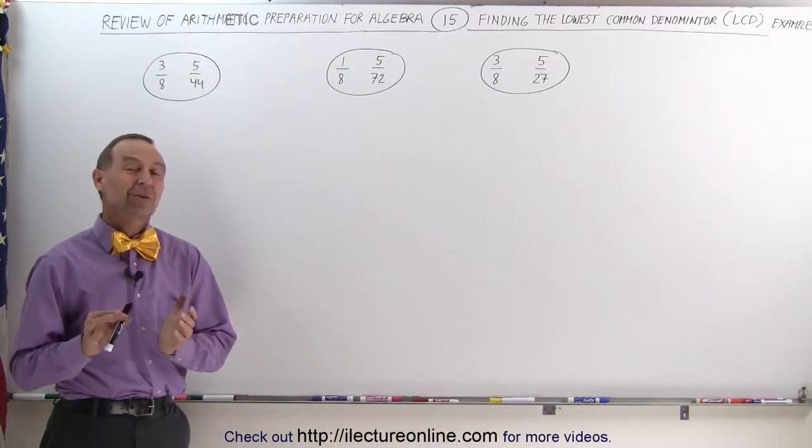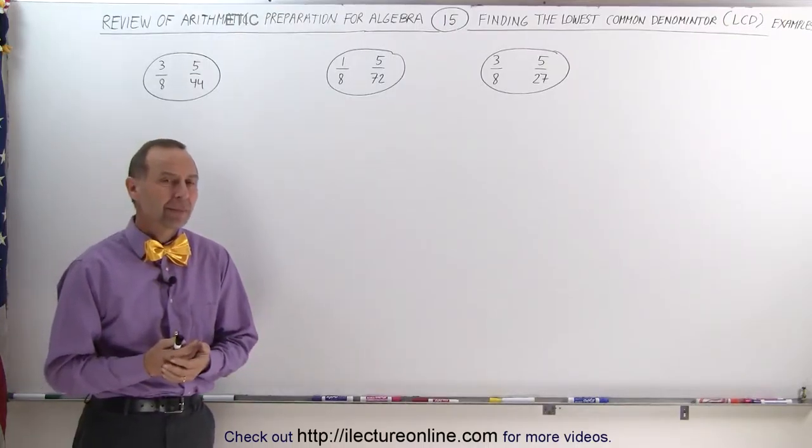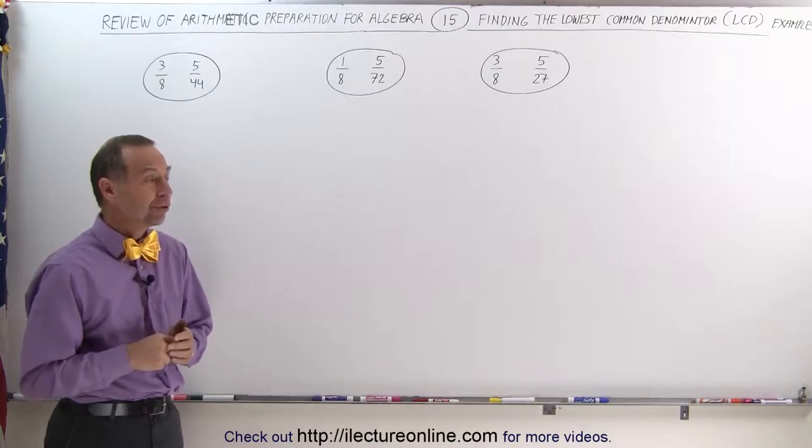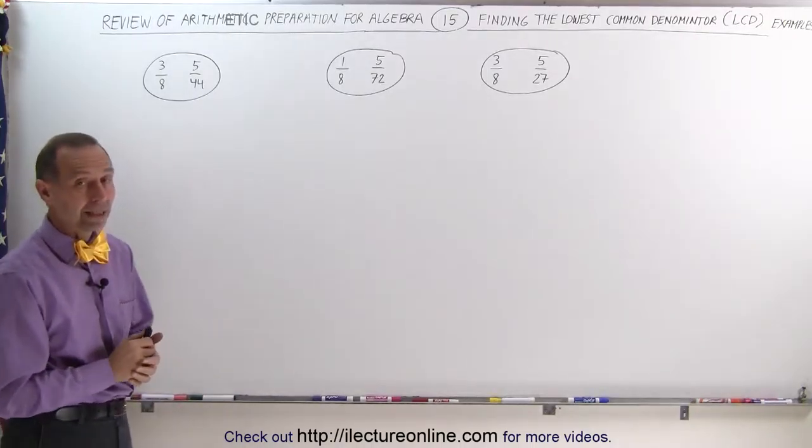Let's do a few more examples of how to find the lowest common denominator, as we call it, the LCD, because it's a little bit complicated, a little bit confusing. There are three different methods, and so here again, we have examples, one of each method.